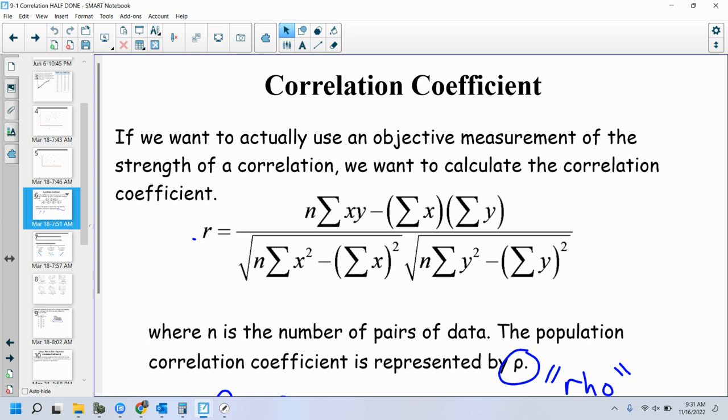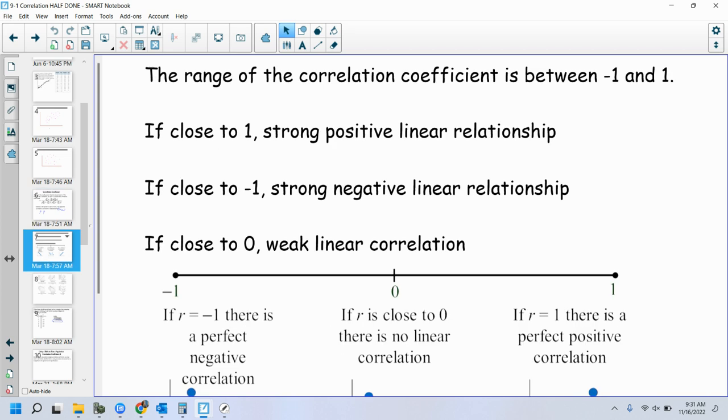Remember the difference between R and rho. R is the sample correlation. Rho is the population correlation, right? And we can say things about rho dependent upon our R value. For our R value, closer to -1 is a stronger negative correlation. Closer to +1 is a stronger positive correlation.